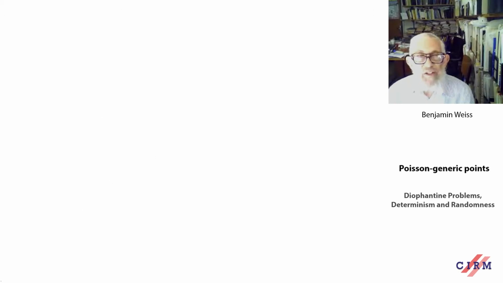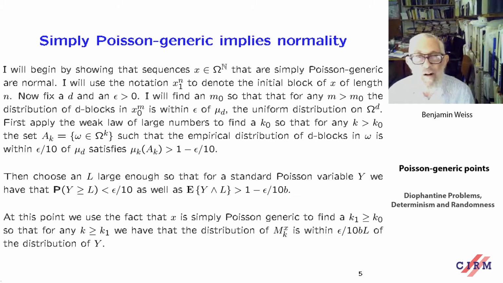Now, why is this interesting? The first thing that we prove is that this kind of innocent-looking convergence implies normality. It's a stronger condition than normality. And I have here an informal proof of this fact. This is going, I think, a little slower than I expected, but whatever we managed to do. Begin by showing that sequences that are simply Poisson-generic are normal.